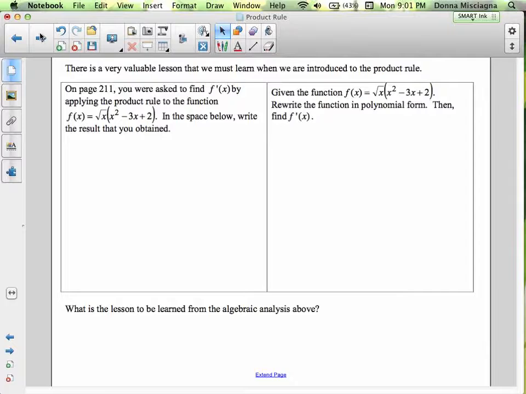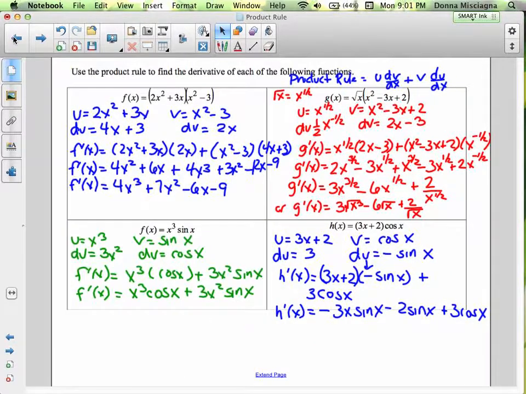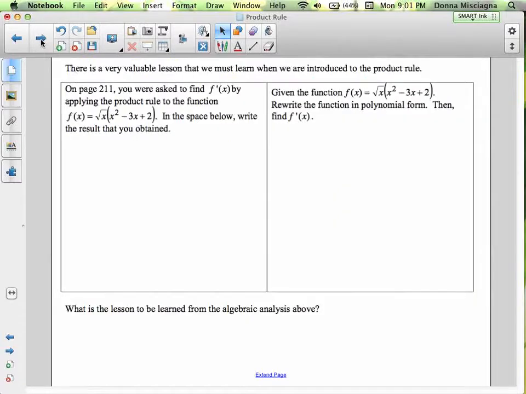On your notes, it's page 211. We found f prime of x by applying the product rule to the function f of x equals the square root of x times x squared minus 3x plus 2. I'm going to remember the one on top, not the radical one. So g prime of x is 3x to the 3 halves minus 6x to the 1 half plus 2 over x to the 1 half. Can I remember that?